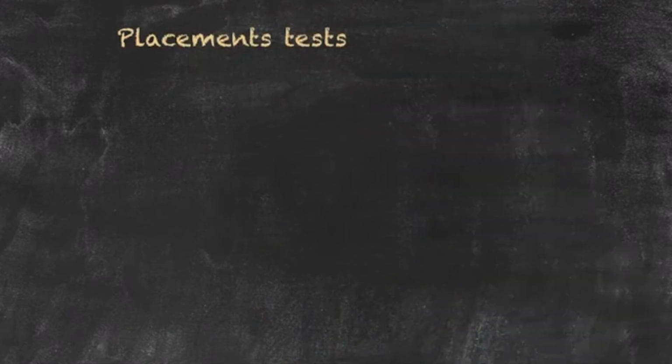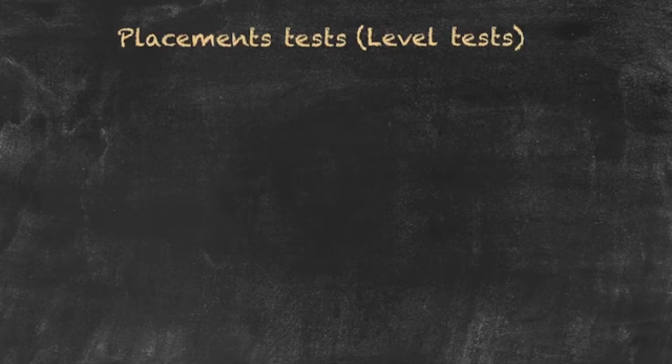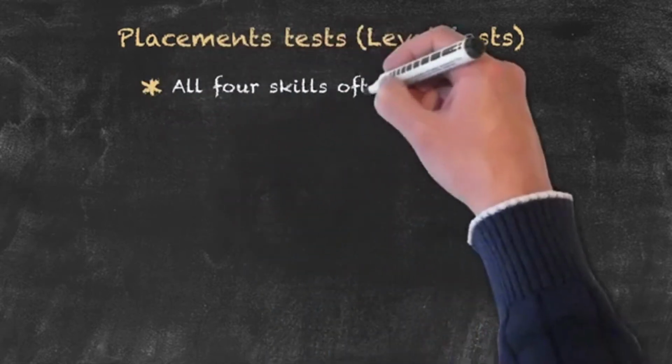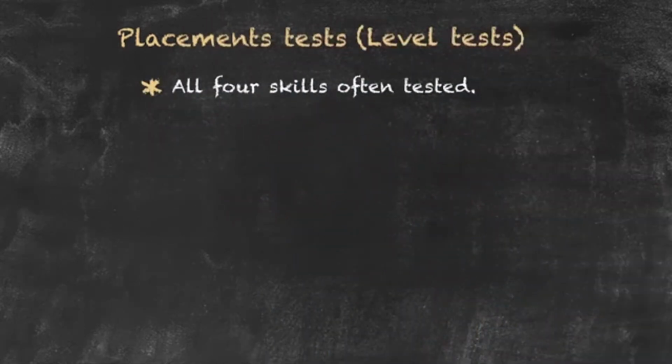The first type of test is called the placement test. Often they're also called level tests. And as the name implies, what we're trying to do is to place students in a particular level of class. Some of the more common features of these are that all 4 skills are commonly tested. That means reading, writing, speaking and listening.